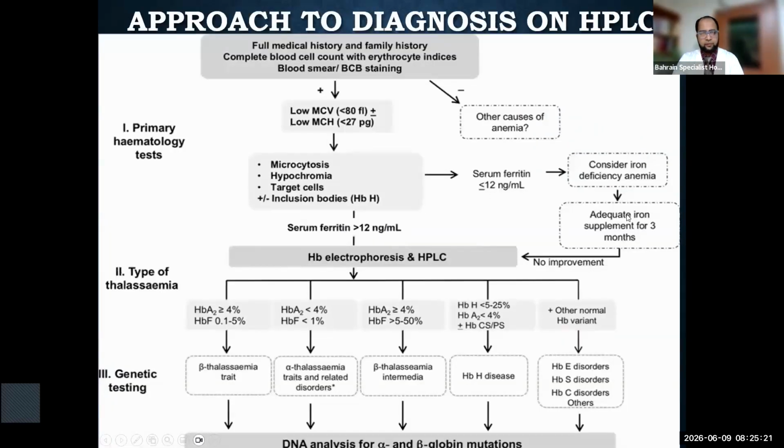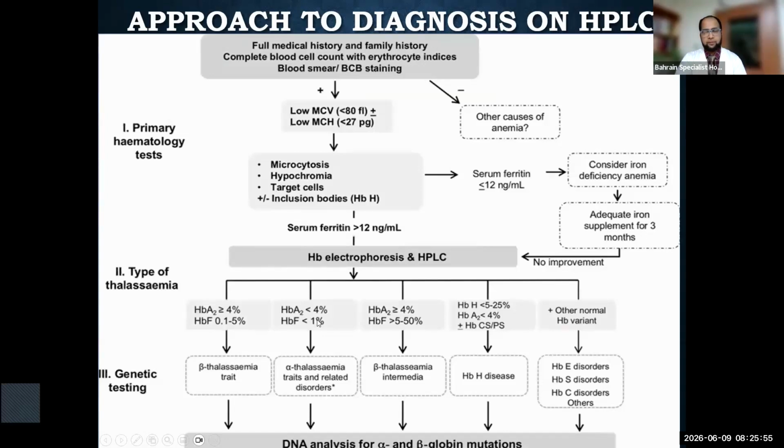So this is a diagram for the approach to a case of microcytic hypochromic anemia. First, we have to do serum ferritin levels. If there is iron deficiency, we have to correct it. Then again, do HPLC or Hb electrophoresis. Once HbA2 is more than 4%, then we have the possibilities of thalassemia trait or thalassemia intermedia. Then we have to look at HbF to categorize further as thalassemia intermedia or trait.